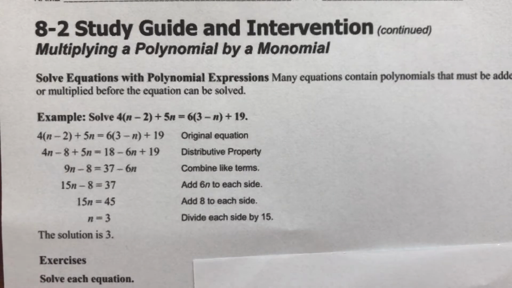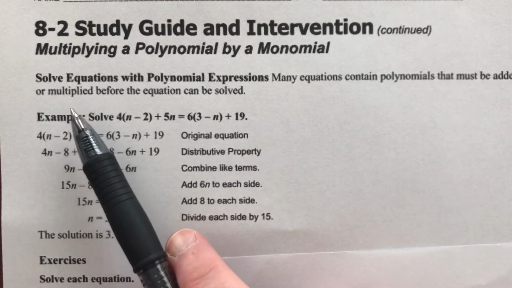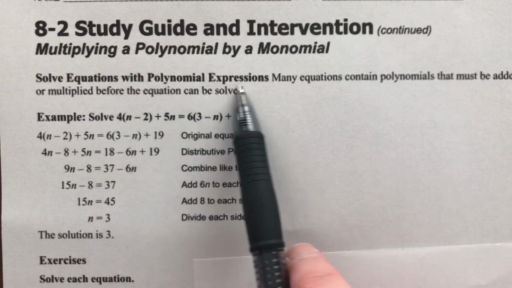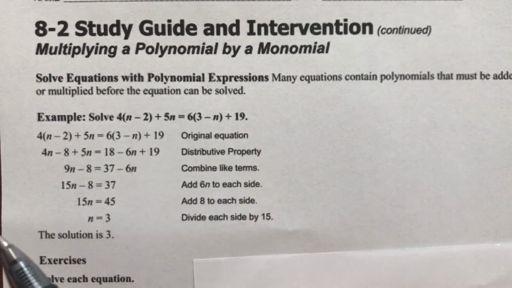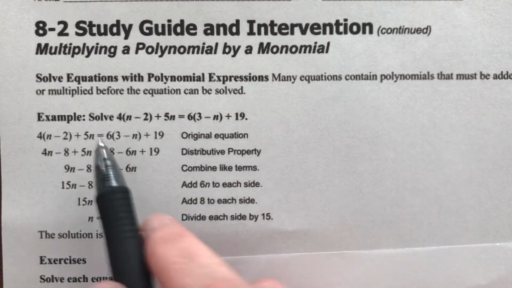All right, this is part 2 of lesson 8-2, multiplying a monomial by a polynomial. Now, we just talked about how to do that, so now we're going to apply that skill to solving equations that involve polynomial expressions. So there might be other things going on in the equation, but part of it is having to multiply a monomial by a polynomial. Okay, so here we go.